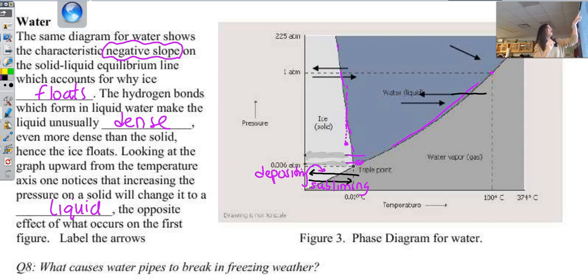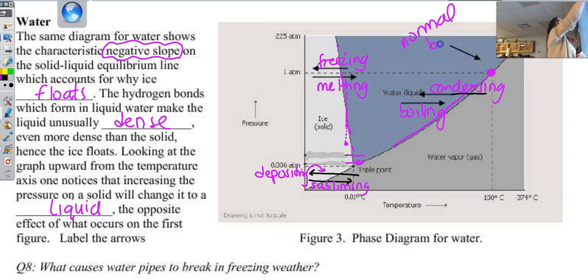And then this is obviously going to be liquid back to solid, so that's solidifying or freezing, versus the other direction, which would be melting. And then we've got water condensing, turning back into a liquid, versus boiling, going in the opposite direction across the line. A lot of times I'll just call that the equilibrium line. And this point here, what would you call that point if it's right at 1 atm? Normal boiling point. Very good. That's going to be our normal boiling point.